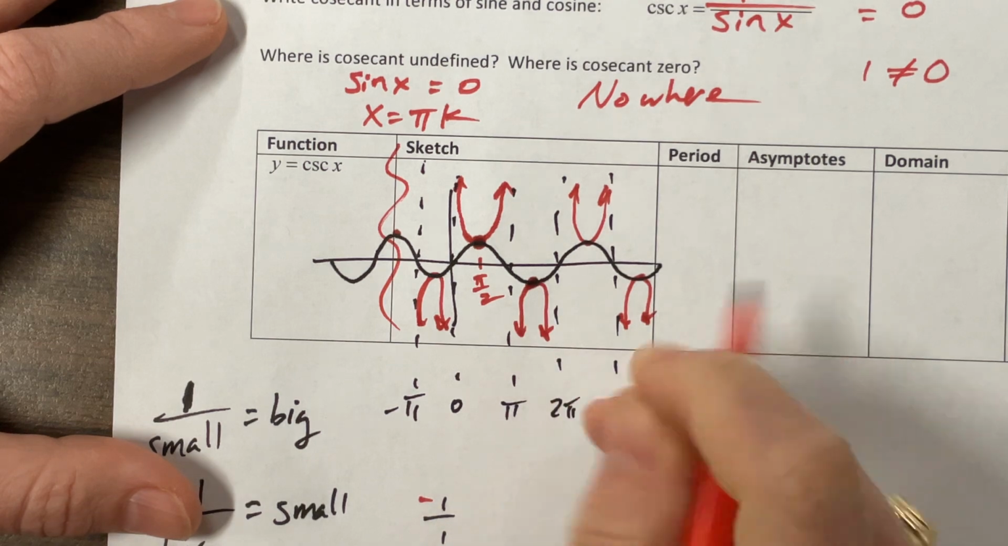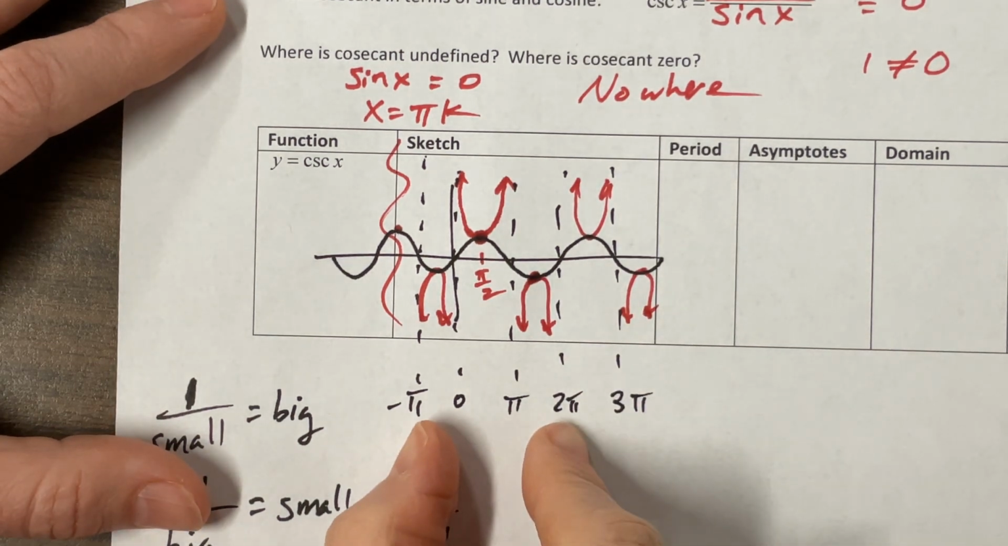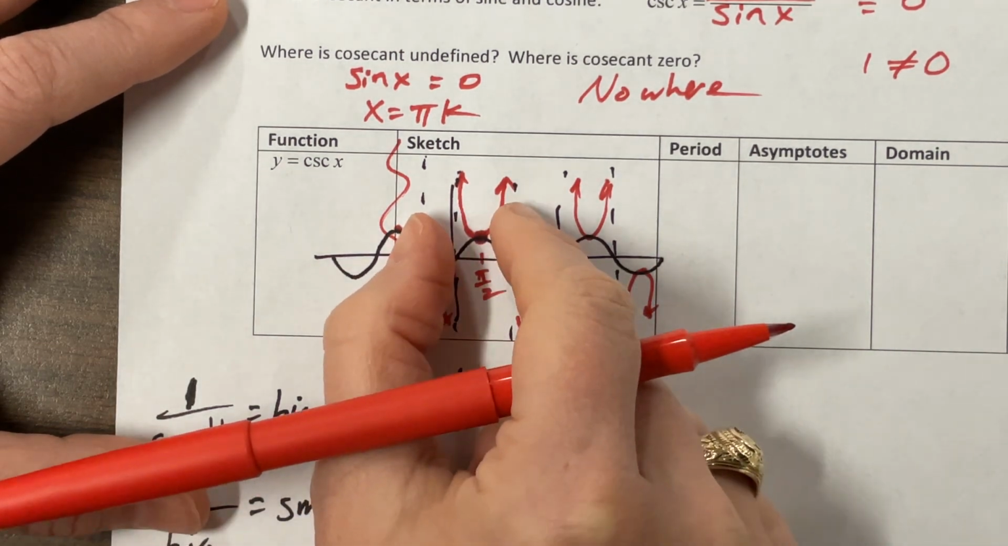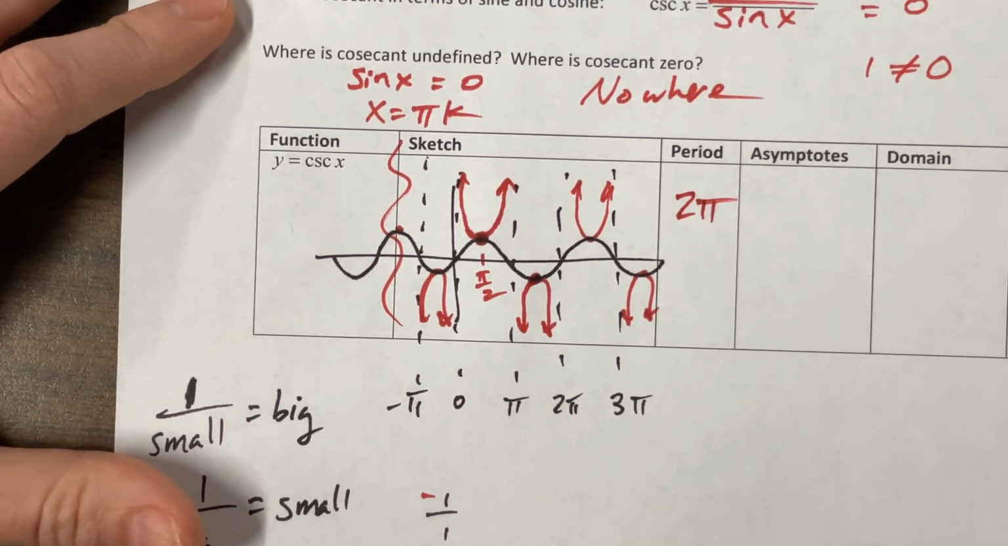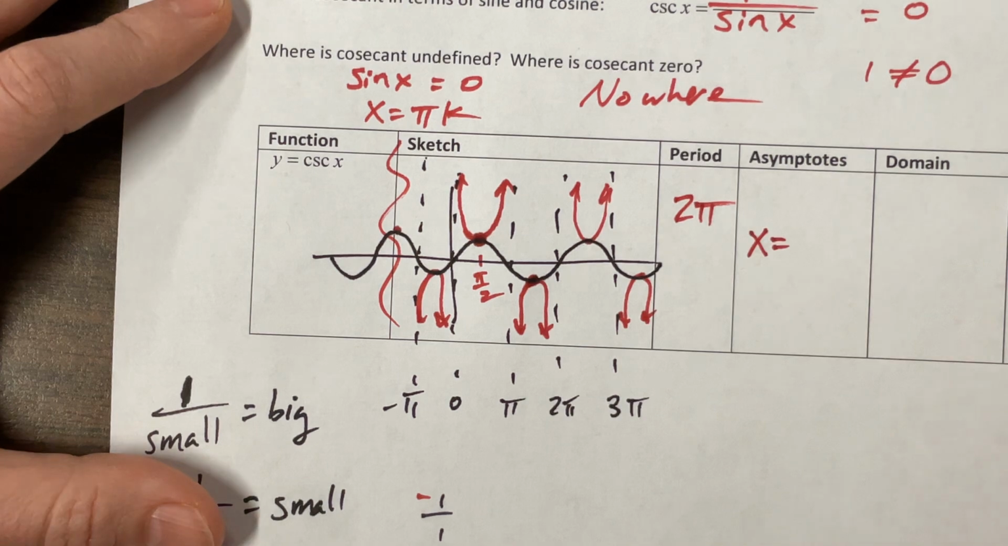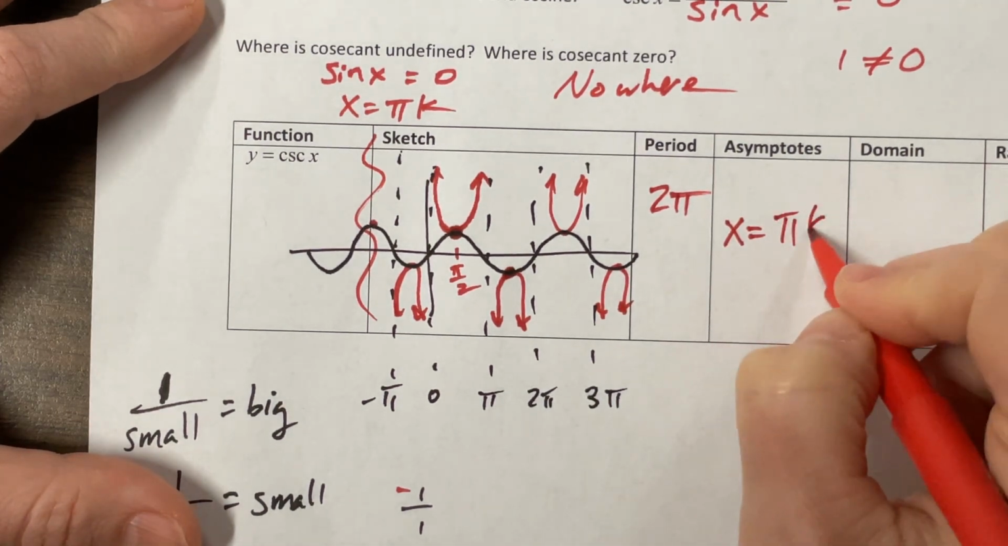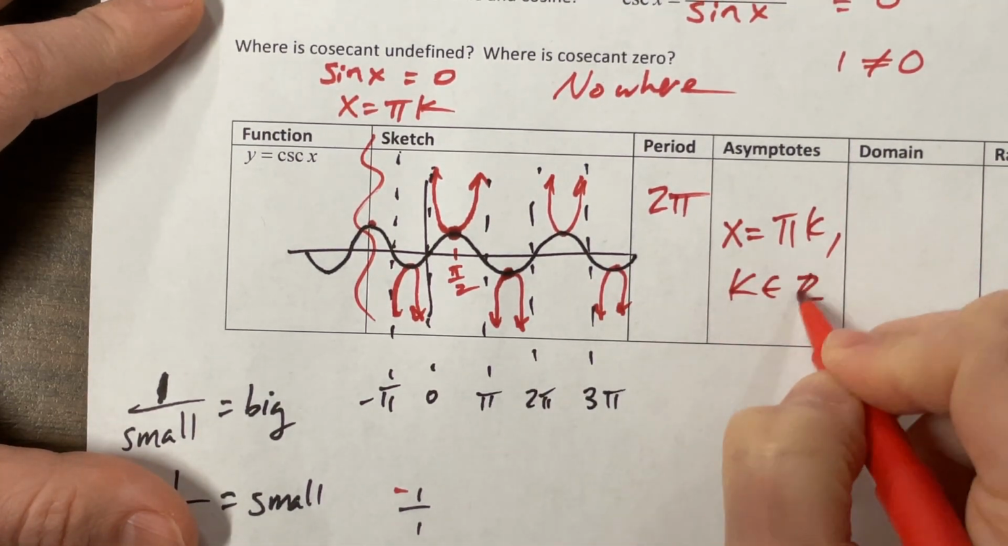So notice from here to here is 0 to 2 pi. You have the upward part and the downward part, and you need both of them, so the period is 2 pi. The asymptotes happen when sine had zeros, which was x equals pi k, where k is an element of the integers.